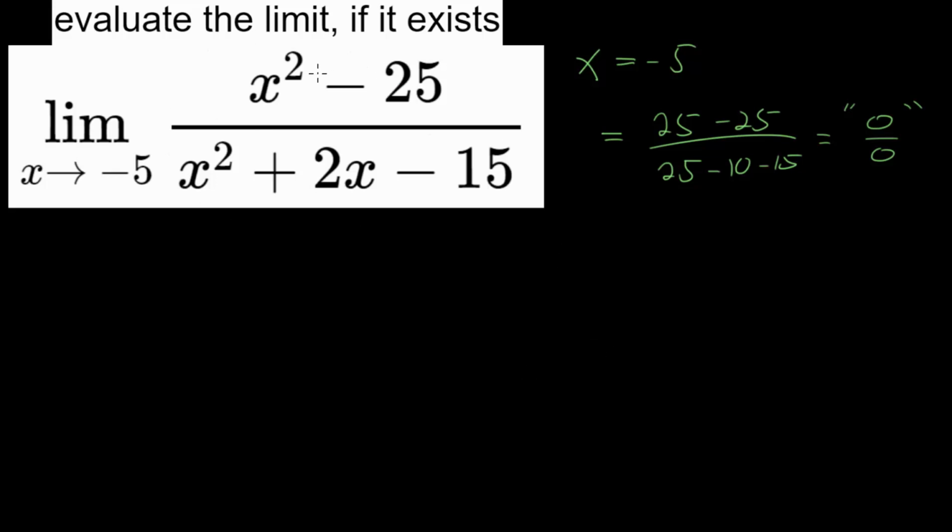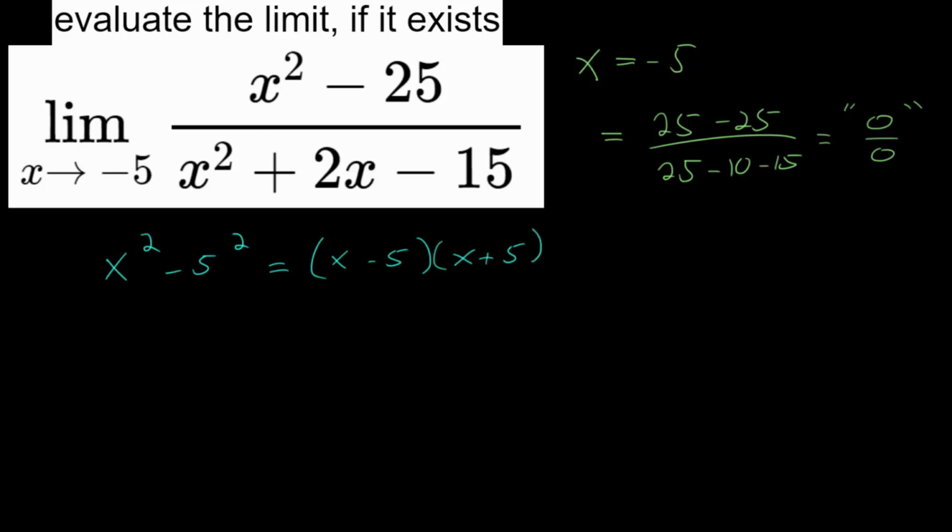We can notice that both the numerator and denominator are factorable. The numerator we can rewrite as x squared minus 5 squared to recognize that this is a difference of two squares. And a difference of two squares you can always factor as the first one minus the second one, ignoring the squares, multiplied by the first one plus the second one.